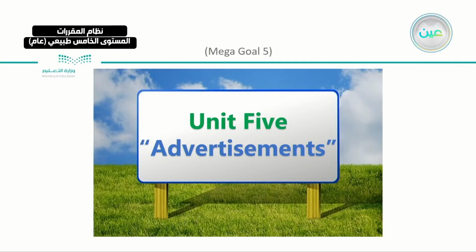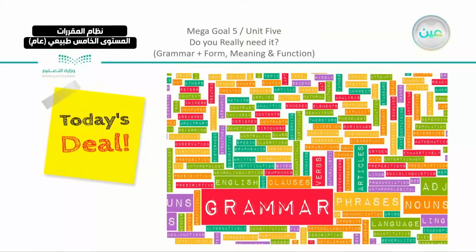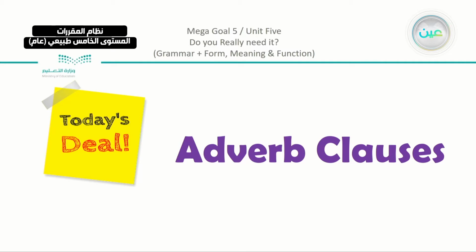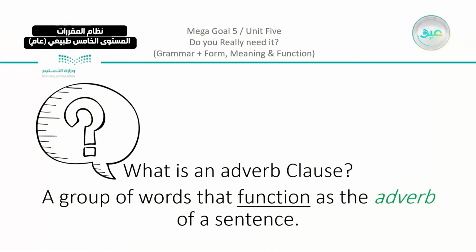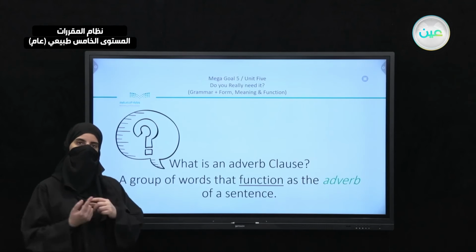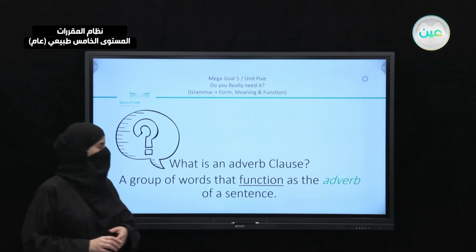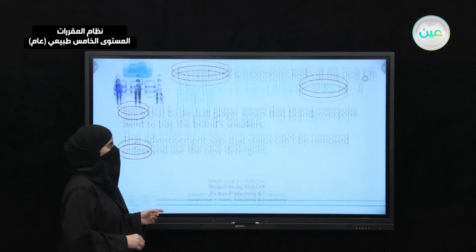But we are going to focus on what we have in the grammar, and then we also will take a look at the form, meaning, and function. So first, what did we take in the grammar? We took, if you remember, adverb clauses. Now, what are adverb clauses? Just to remind you, we said that an adverb clause is a group of words that function as an adverb. They all have one role, which is as an adverb of a sentence.